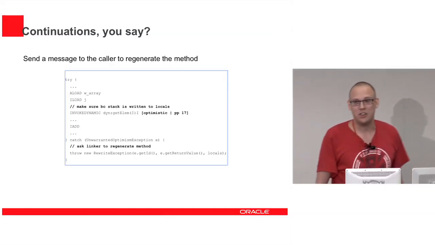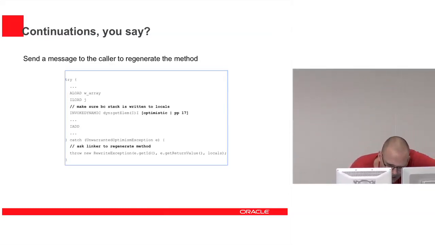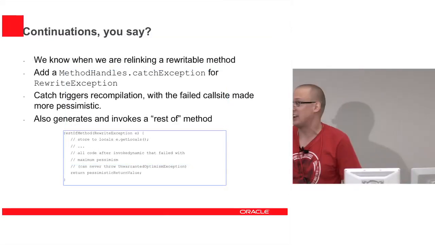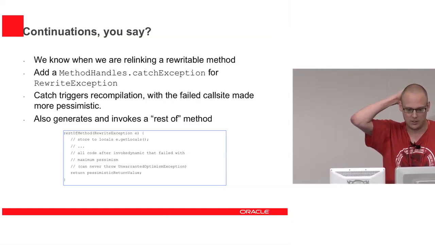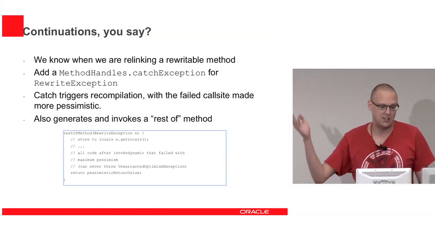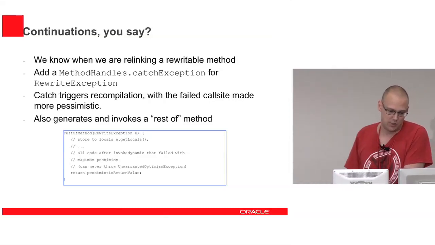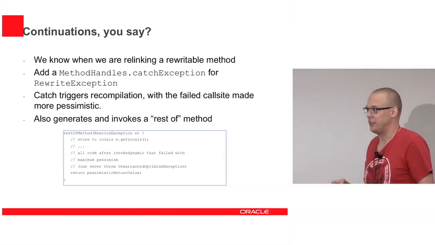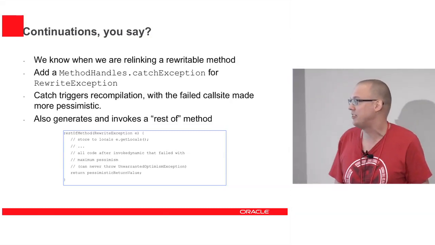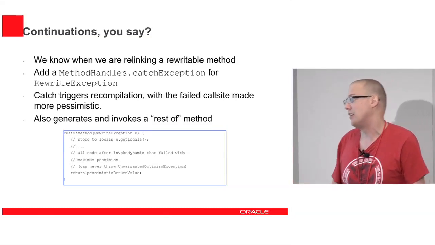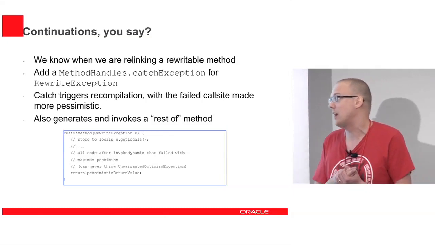I've written a JEP with this if you're interested. Or rather, Attila did most of the writing, actually. Credit where credit's due. So we know when we're relinking a rewritable method, so we can just have the linker add a method handle's catchException, which contains no explicit bytecode. It's automatic in the method handle combinator frameworks, like catches RewriteException, which triggers recompilation of the same method, the same IR, and this call site is being made more pessimistic, but we can generate the rest of the method similarly, or we can just give up and say everything is really bad, be objects.